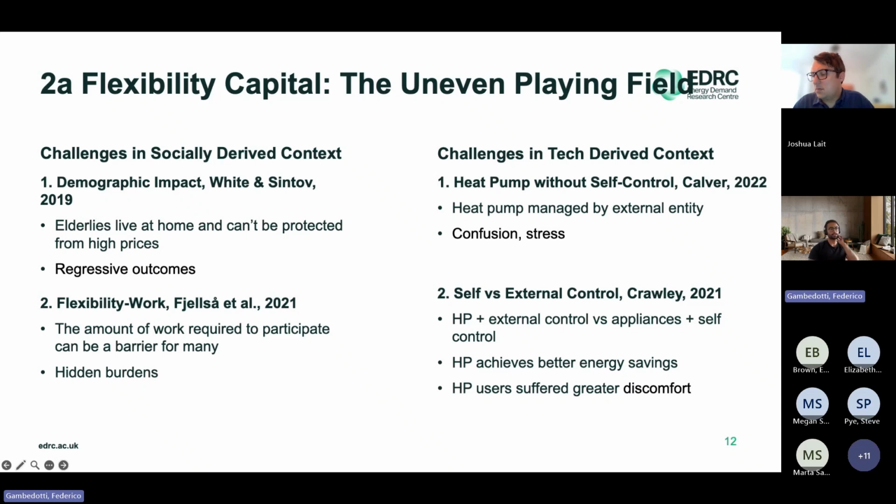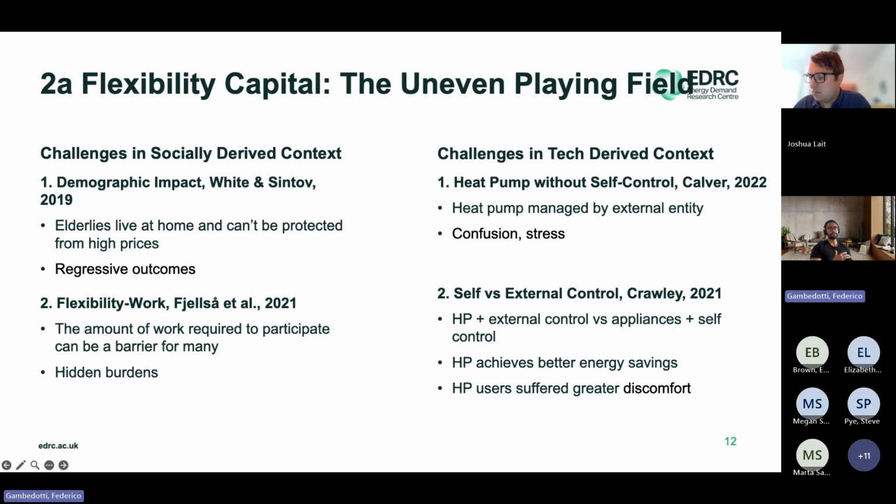From a technological perspective, I'd like to focus on the second example, Crawley 2021, which was a study where they looked at two neighborhoods. The first neighborhood was given a heat pump, but the heat pump was controlled by an external entity based on price signals. And then the second group was actually given smart appliances, and they had control over their own flexibility capabilities. And so what happened is that the heat pump group achieved significantly larger shifts in demand because they had bigger volume than the appliance group.